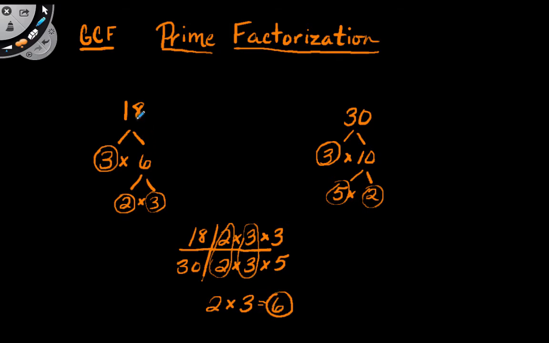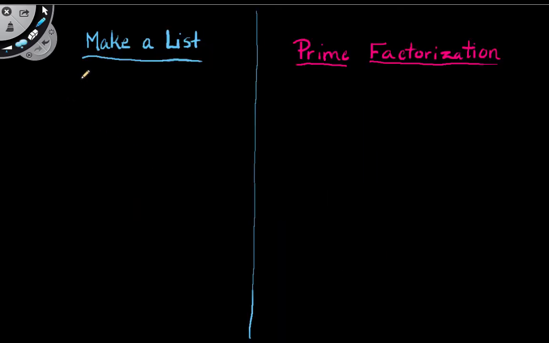So again, first we find the prime factorization of the two numbers that we're looking at. Then we write out the prime factors and find out which ones they share. Multiply which ones they share, and that's your greatest common factor. So for 18 and 30, they shared 2 and 3. So we multiplied 2 times 3, and we got 6. So our GCF equals 6.